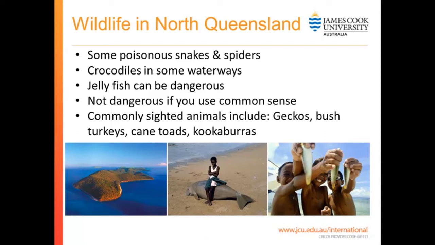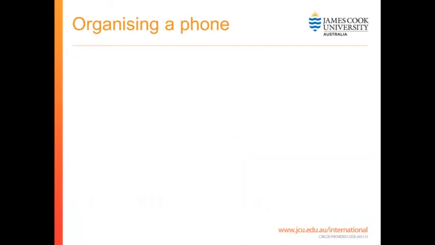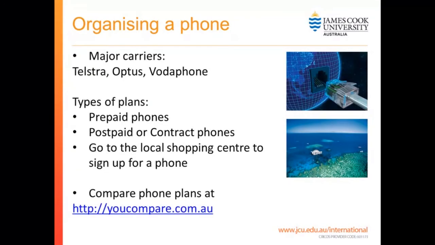The most common animals you'll see around the place are birds, including bush turkeys, which build their nests all around campus. You'll also see and hear geckos, which are little lizards, and you'll see cane toads. We often have wallabies bouncing around campus. You can see possums, all kinds of different things. You don't need to be afraid of any of our wildlife, just be aware that it is around you.